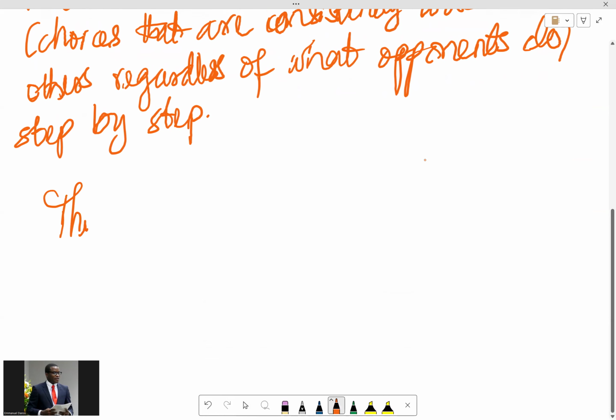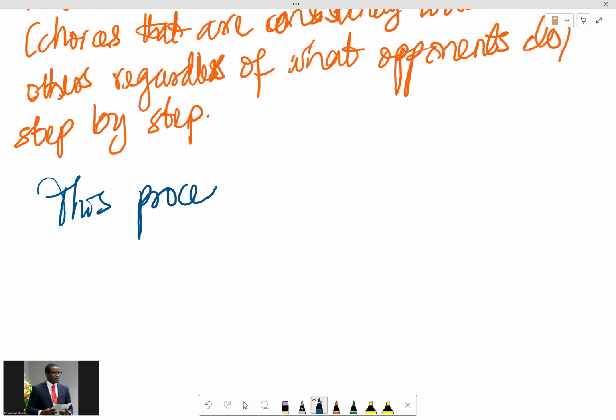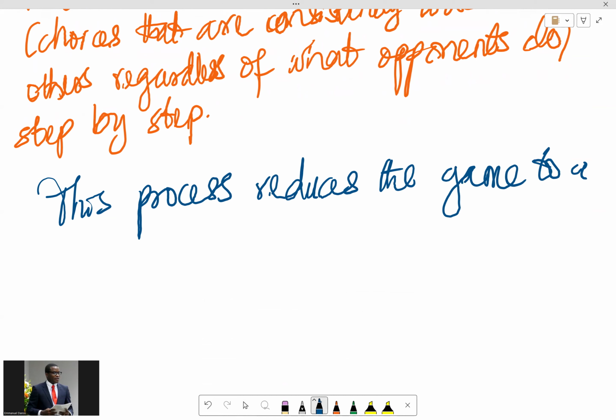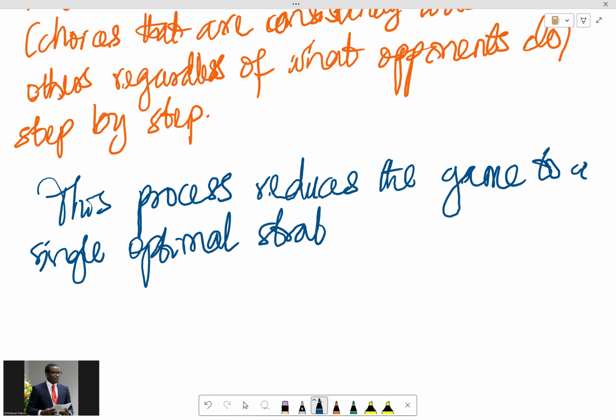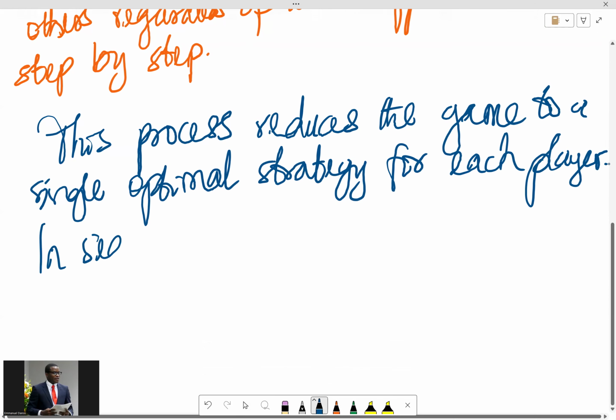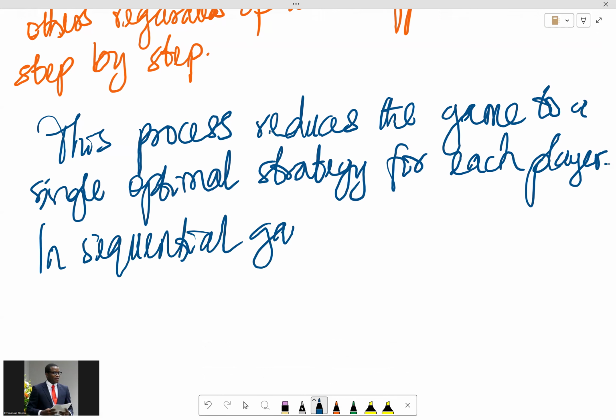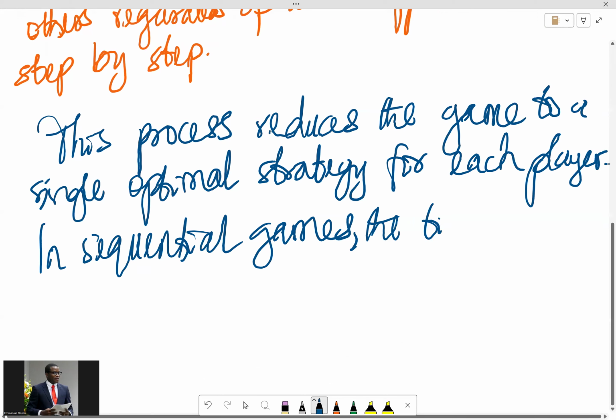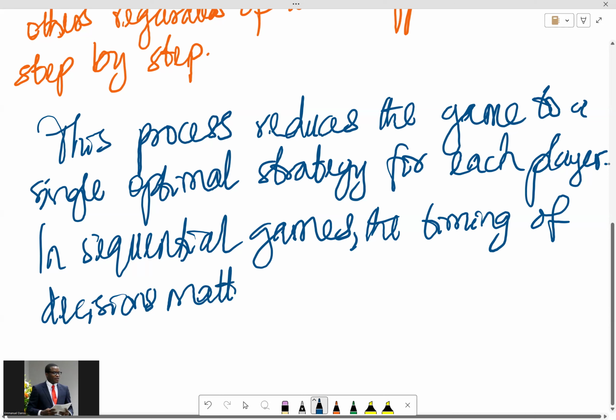Now, this process reduces the game to a single optimal strategy for each player. So in sequential games, the timing of decisions matters.